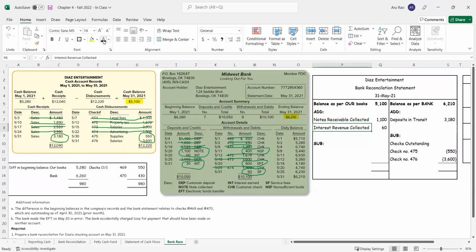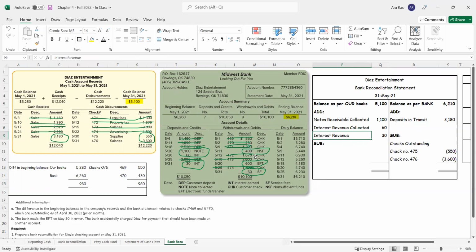And the $60 interest that was collected, that's also added to my account. That's on account of the note. Then I have another $30 I earned in interest. That's also added. That is also interest revenue. So those are all added. So now I've taken care of these 3 numbers. Now let's move on to this side.